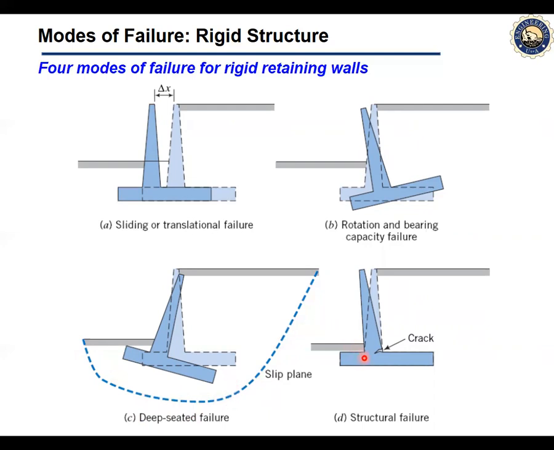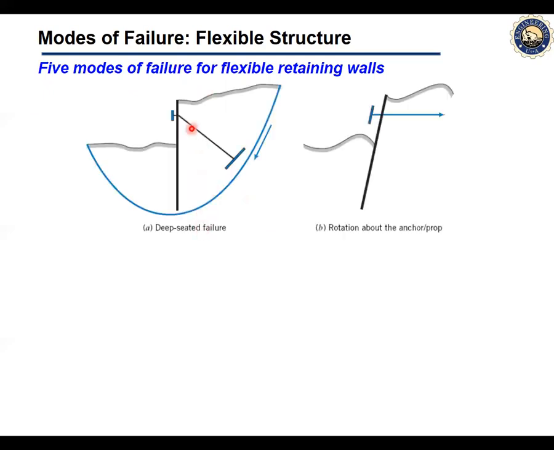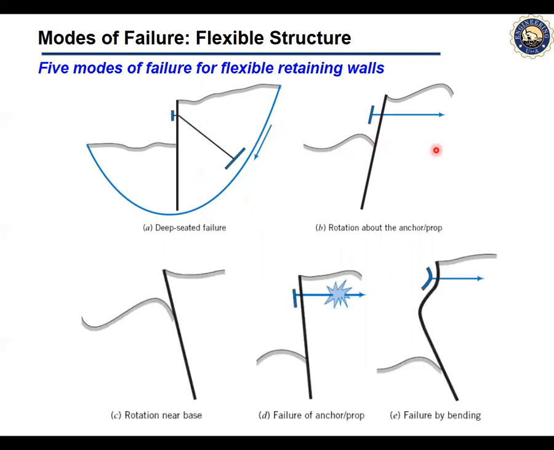The fourth one, there could be structural cracks due to inadequate reinforcement or structural inaccuracies that we call structural failure of the retaining wall. Flexible structures, however, have five modes of failure. It could have a deep-seated failure, like the one previously explained for rigid walls. Could have rotations near the base, failure of the anchor prop, and failure by bending.